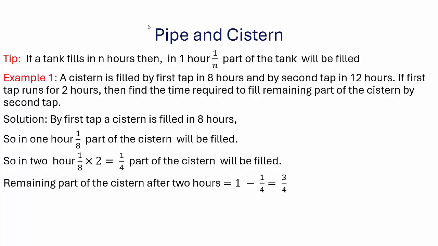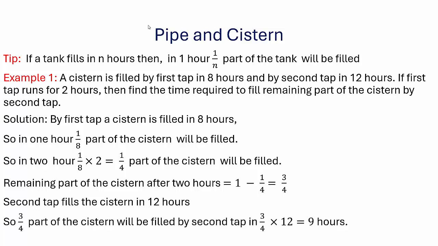Now, how much part remains? Remaining part of the cistern after 2 hours is equal to 1 minus 1 by 4, which is 3 by 4. Therefore, 3 by 4 part remains after 2 hours. Now, second tap fills the cistern in 12 hours. Therefore, 3 by 4 part of the cistern will be filled by the second tap in 3 by 4 multiplied by 12, that is 9 hours. Therefore, answer is 9 hours.